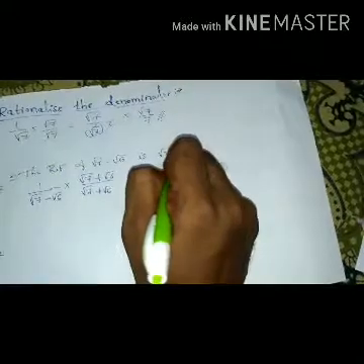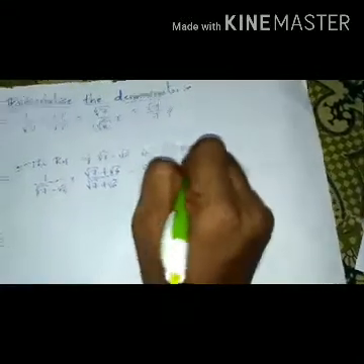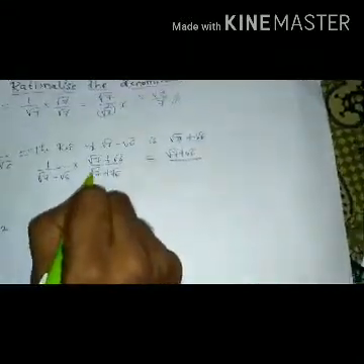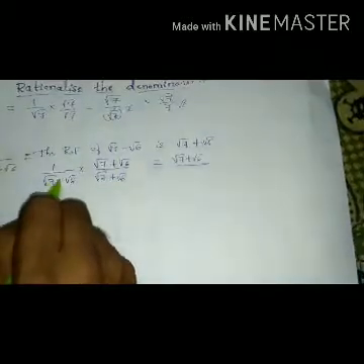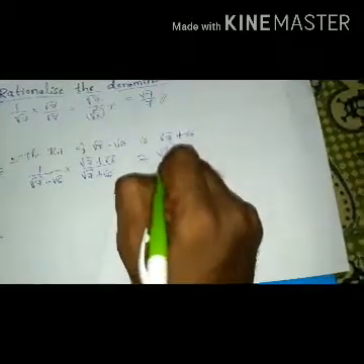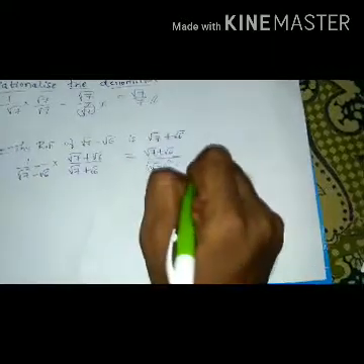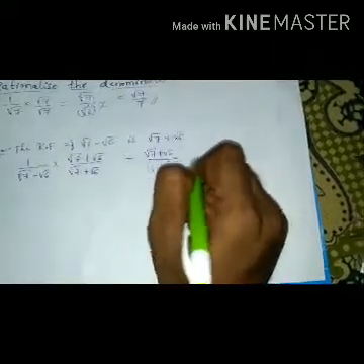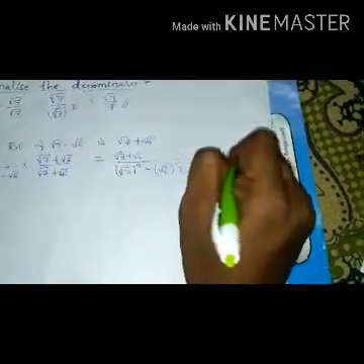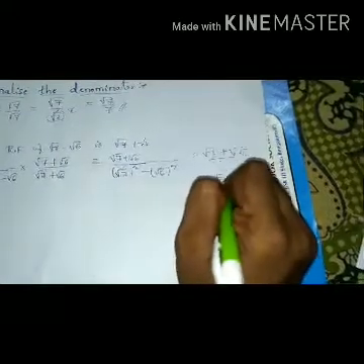So you see here, in the numerator, root 7 plus root 6 into 1 is root 7 plus root 6. In the denominator, it is in the form of a plus b into a minus b. It means a square minus b square. Root 7 whole square minus root 6 whole square. These two get cancelled. So root 7 plus root 6 divided by 1. It means root 7 plus root 6.